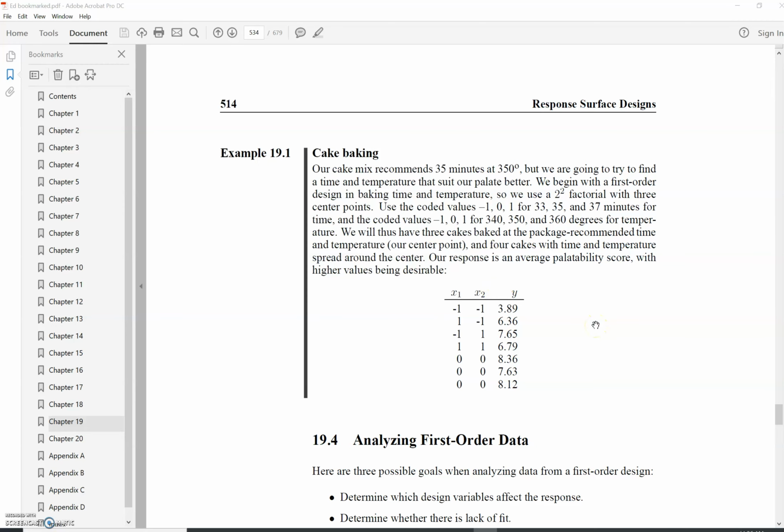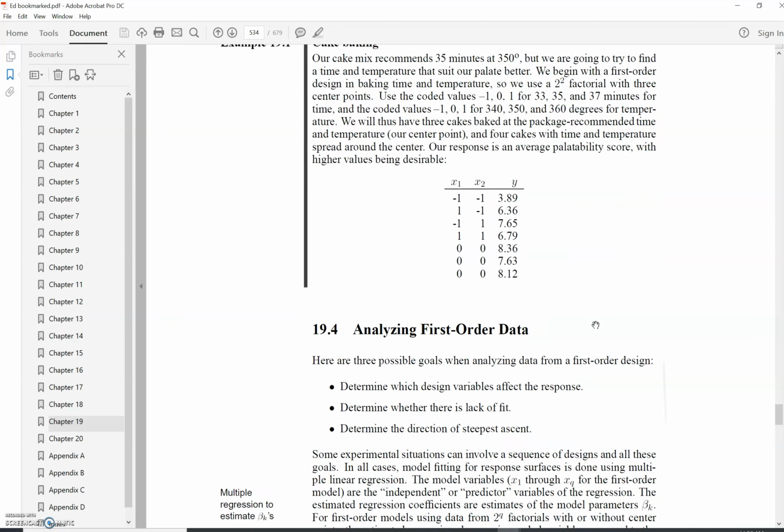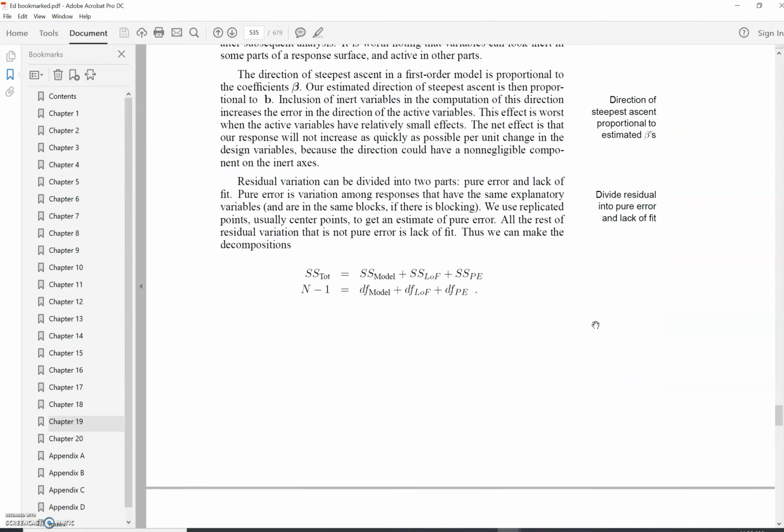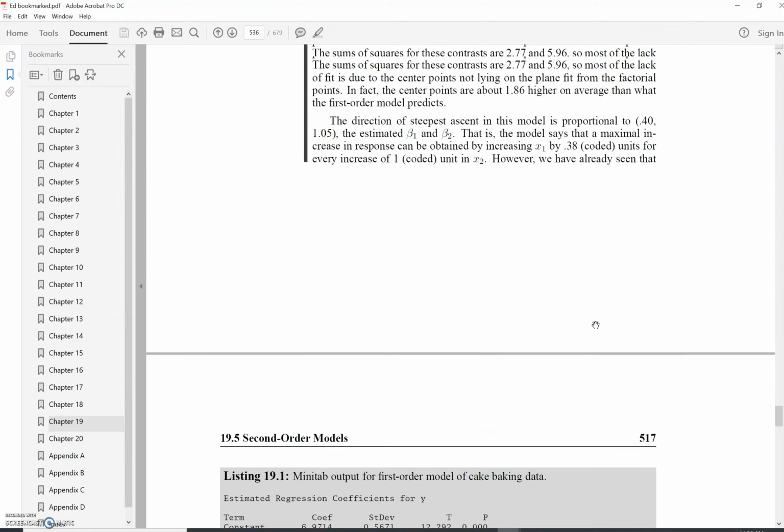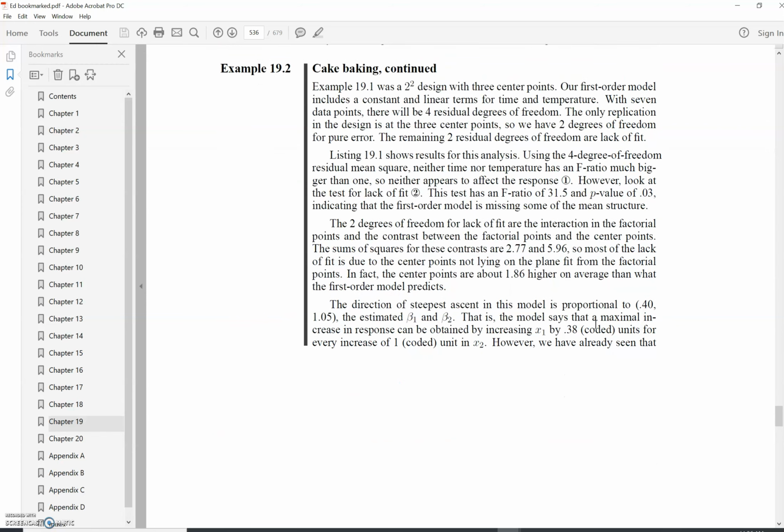All right, so that begins that first example. Let's continue and look at how that cake baking example data would be analyzed. So we had that 2 to the second design with 3 center points. Those would be considered the stationary points for our design. The first order model is going to have that constant, that f of x naught, and then those terms that describe that departure from that base value.